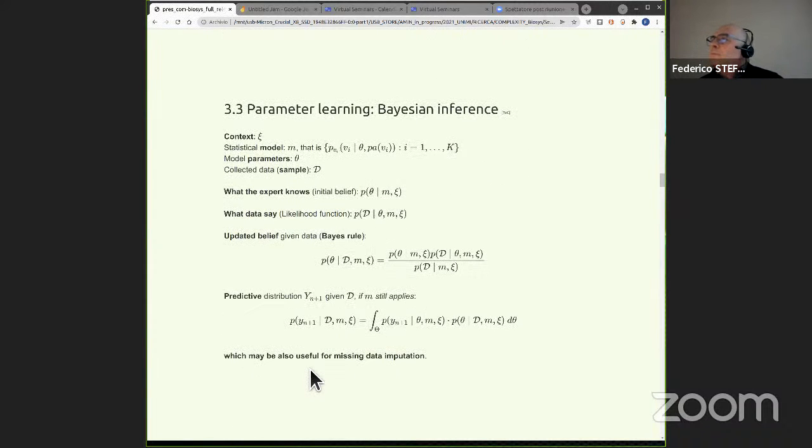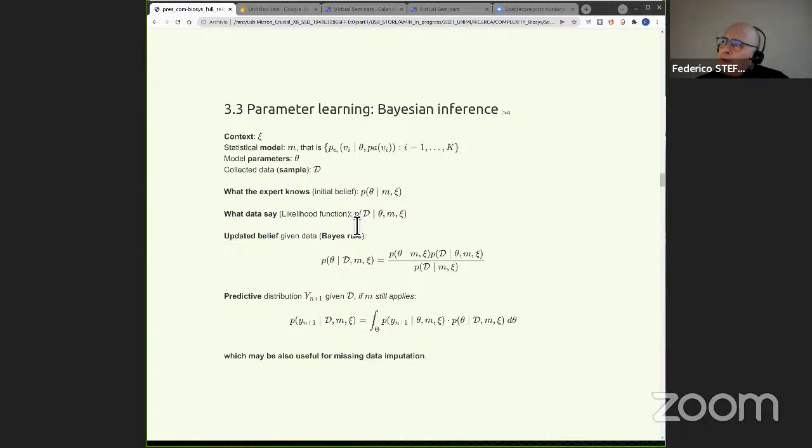So what does it mean to follow the Bayesian paradigm? Let's say we have defined a biological context, psi. We define a model by means of a DAG, and the conditional distributions associated to each node depend on parameters. So theta is the vector of model parameters. We collect data, capital D, and we ask experts about the degree of belief associated to the vector of parameters. And so we define the initial distribution, the so-called prior distribution of model parameters.